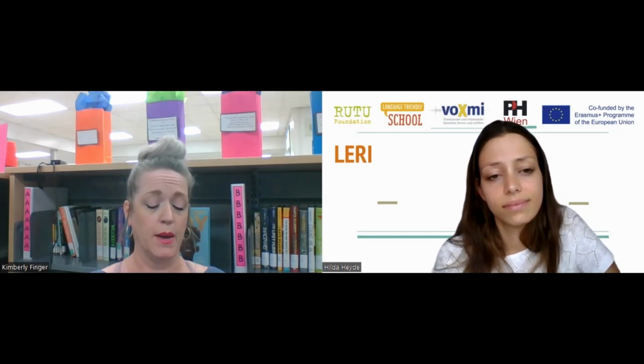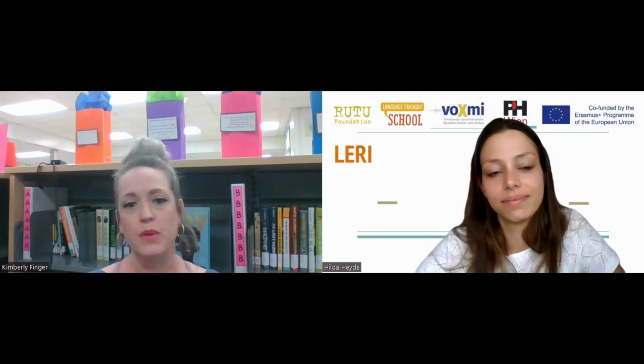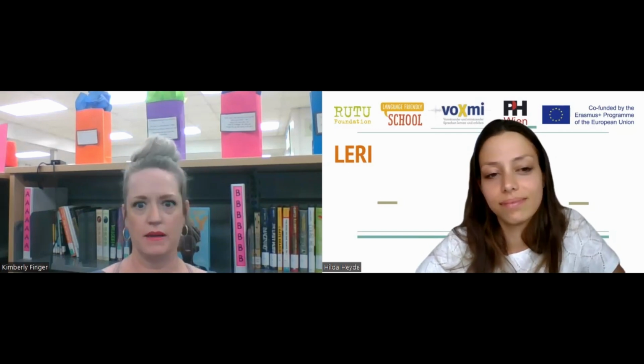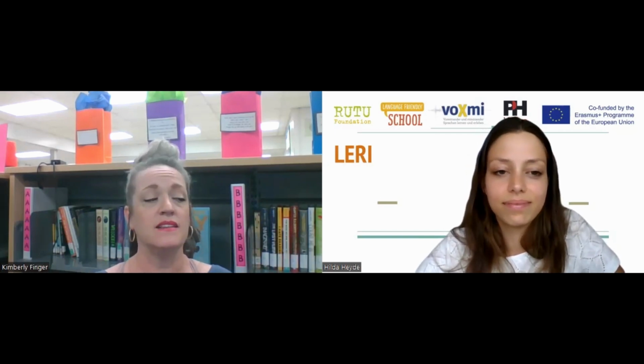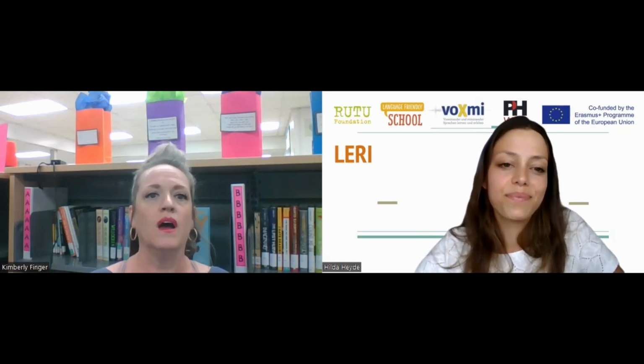And so we came up with everything from, we had kids doing mobiles. Do you know what a mobile is? It's the thing with the, yes, yeah. So they would have all their memories kind of hanging and dangling from that. And we had kids who coded their life story. So they coded their map of good memories. We had kids doing dioramas, books, scrapbooks, postcards, you name it. They just came up with all kinds of different ideas. And then from then, it was just letting them be creative and share it the way they wanted to.